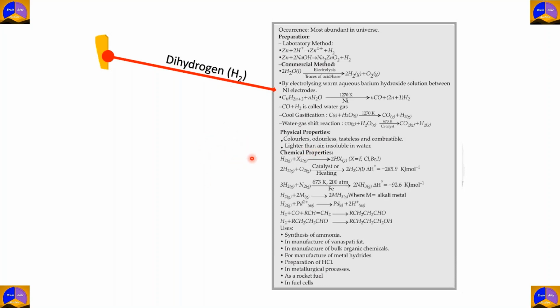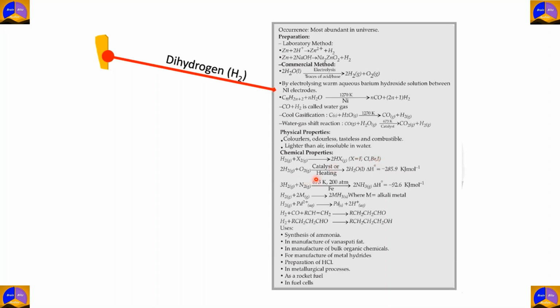But at that time, the combustible property of dihydrogen led to a lot of accidents, and today helium is used for the purpose. Now, chemical properties of dihydrogen. The first reaction says dihydrogen plus X2 gives 2HX. Now X can be F, Cl, Br, and I. So this is the formation of halides. Now hydrogen can form halides using this reaction.